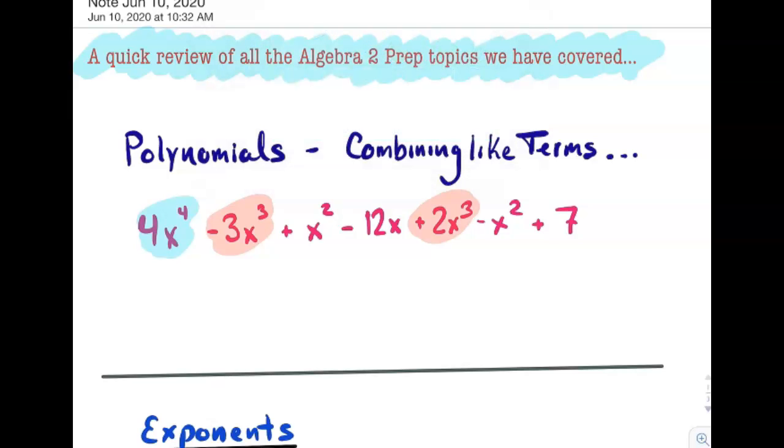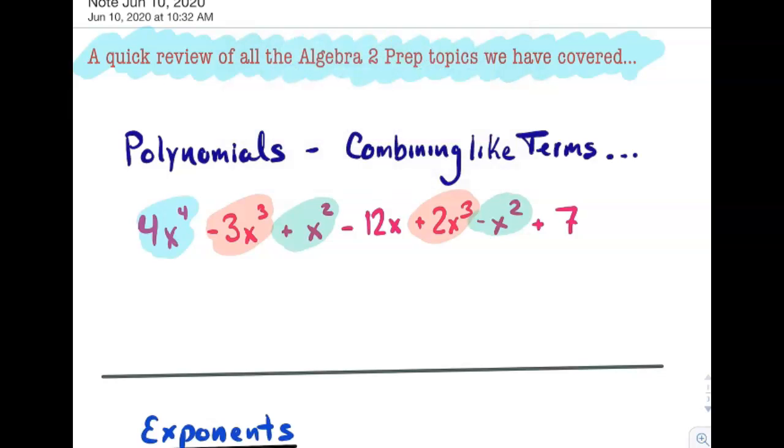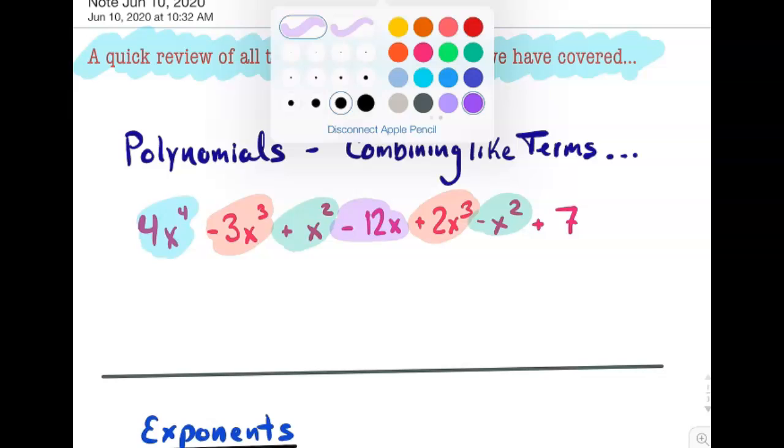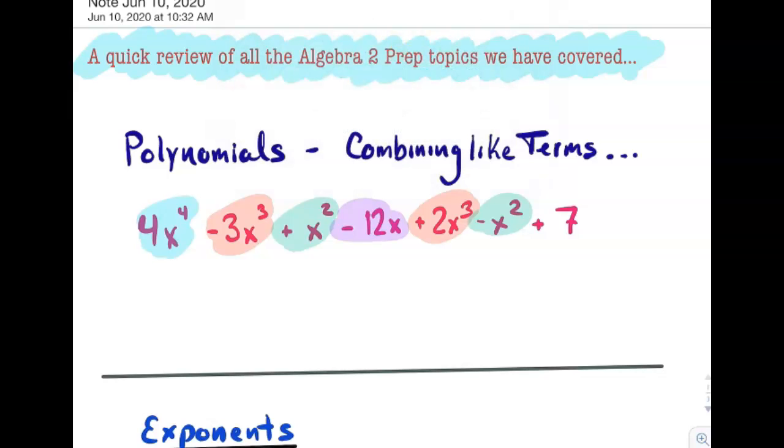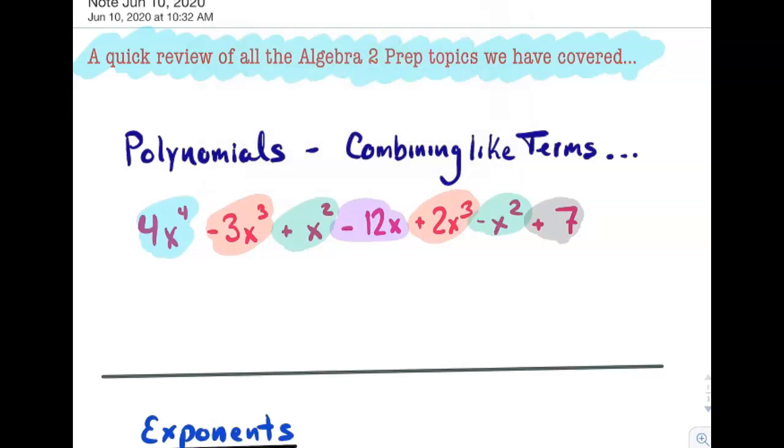All right, now we have another family. Let's go x squared, x to the second power. Here's one, and here's one. And then any of them that are just plain old x, here's one, and that's it. And then is there any that are just constants, meaning just numbers without an x? Just that one.